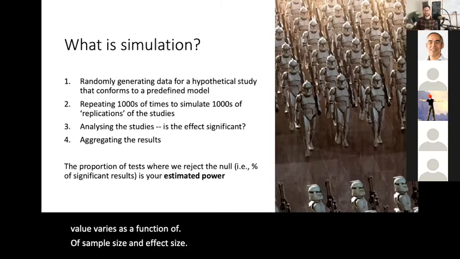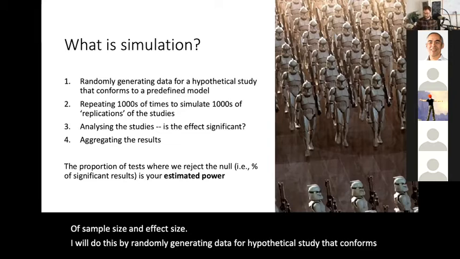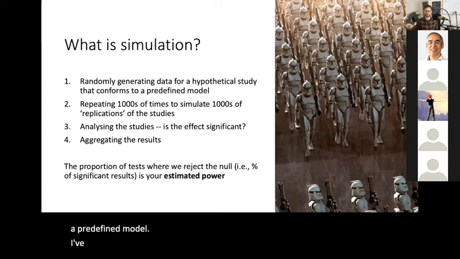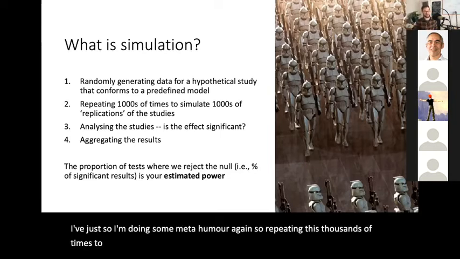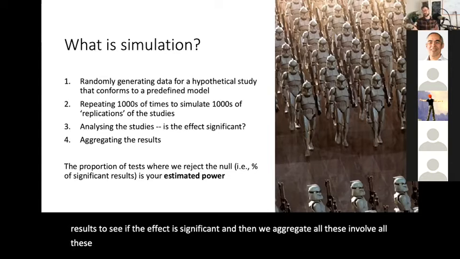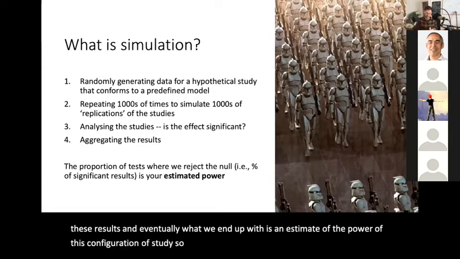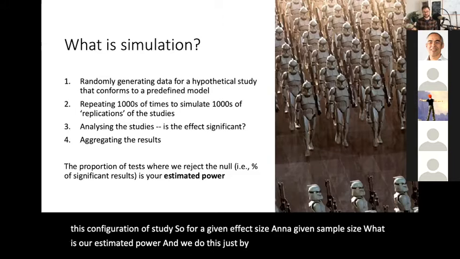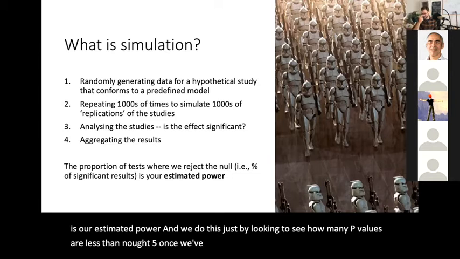And we'll do this by randomly generating data for a hypothetical study that conforms to a predefined model. I'm doing some meta humor again. So repeating this thousands of times to simulate thousands of replications of this study. We then analyze these results to see if the effect is significant, and then we aggregate all these results, and eventually what we end up with is an estimate of the power of this configuration of studies. So for a given effect size and a given sample size, what is our estimated power? And we do this just by looking to see how many p-values are less than 0.05 once we've repeated a study thousands and thousands of times.